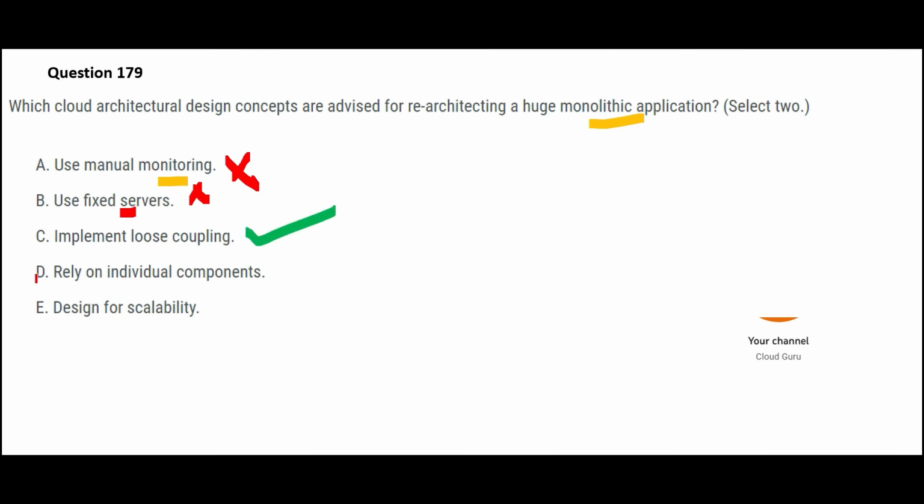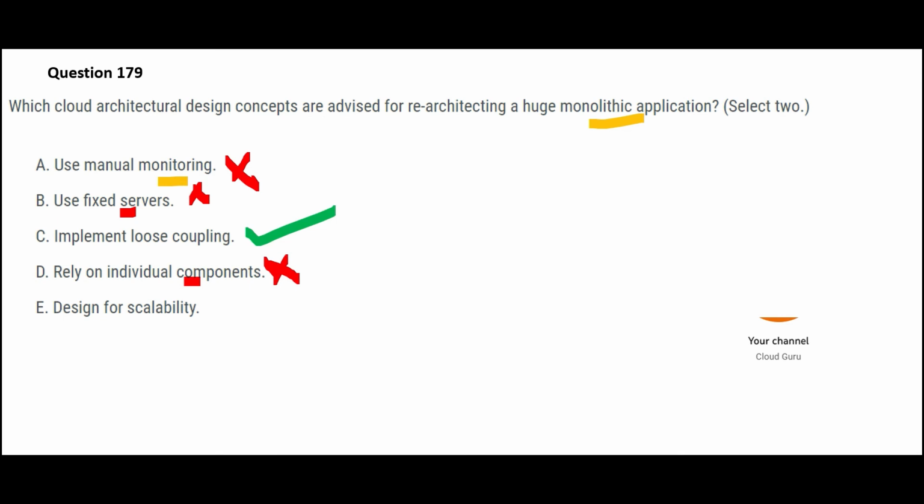D says we will rely on individual components. So what do you mean by relying on individual components? Like rely on your brother, sister, etc., who are not earning. That relying will not help. They are not the ones who are calling the shots or who are earning the money. So that relying will not help you. So this is also wrong.